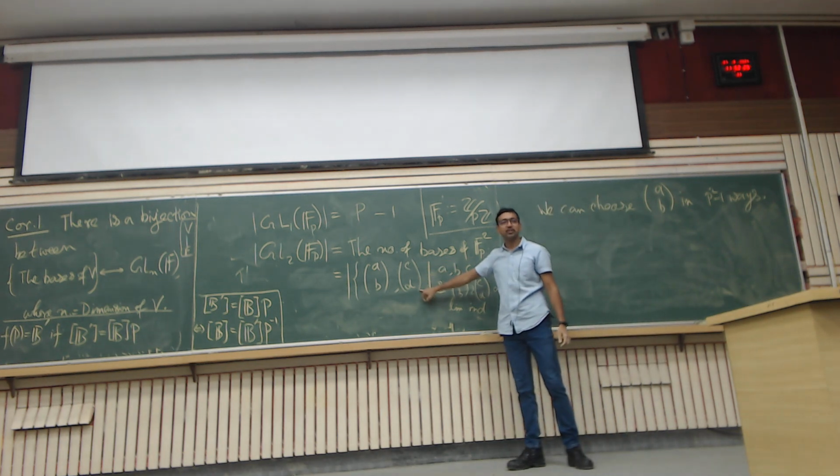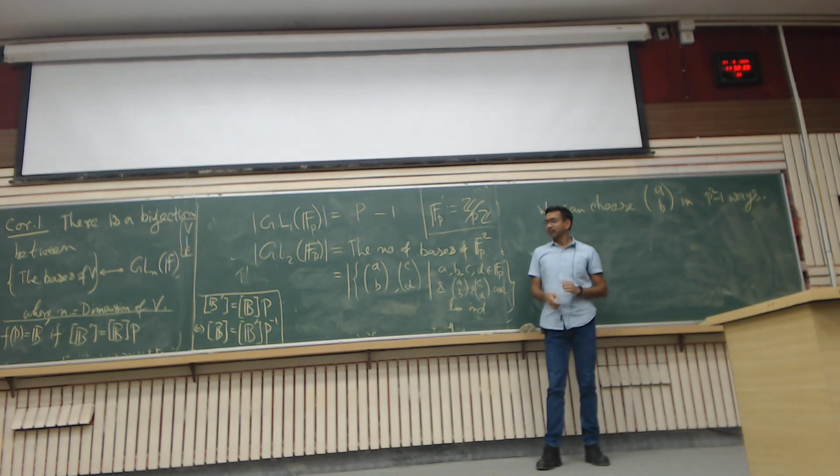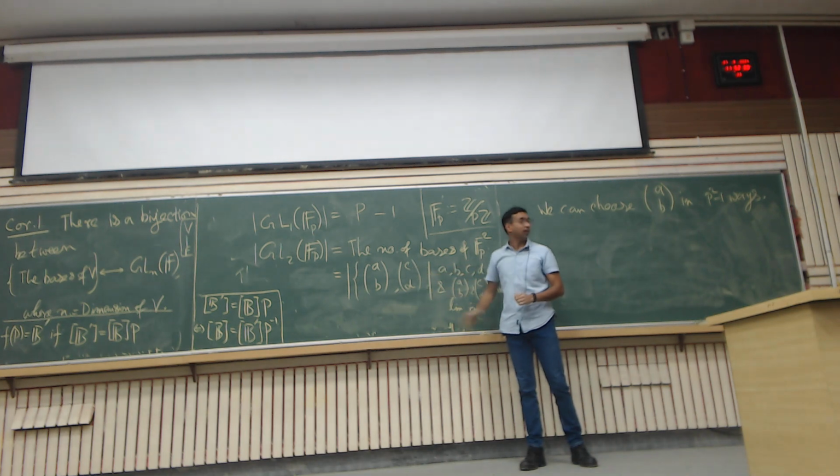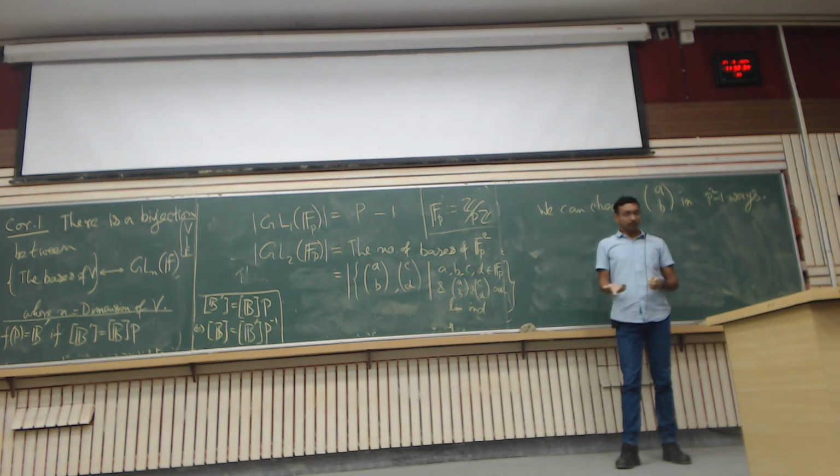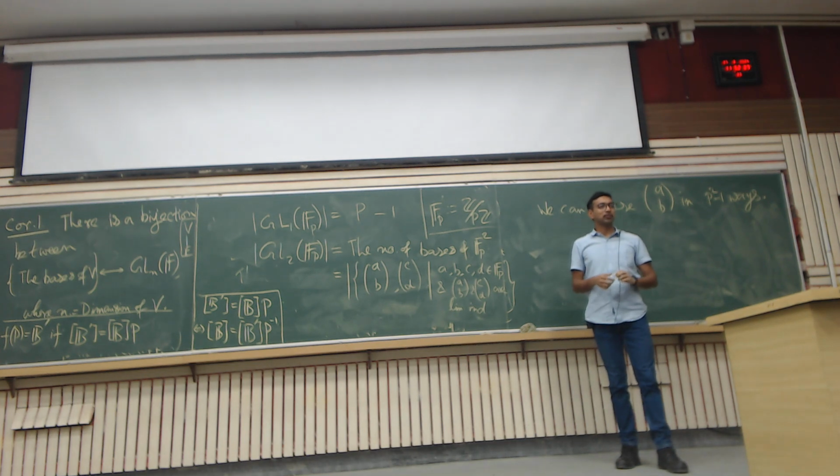Now, how many choices for CD? What is CD allowed to be? You have already chosen AB. CD is not allowed to be a scalar multiple of it, including zero. Right. So how many should you throw away now? P square minus NP, 1 minus N square P square.